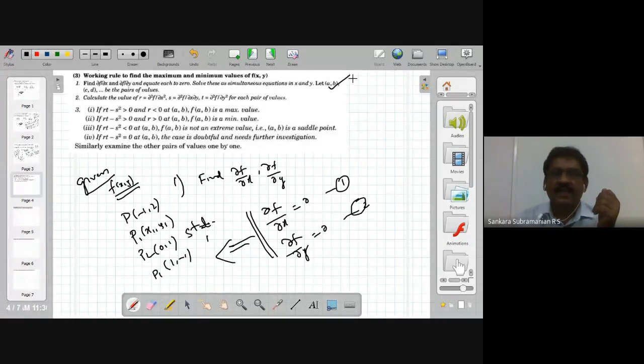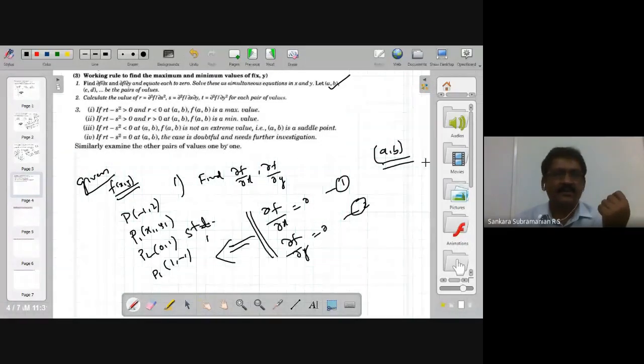You can call these points A, B. How many points we get depends on the given curve. You may have 2 points or 3 points or 4 points, right? It depends on the given function. You will be getting more number of points. We call them stationary values.